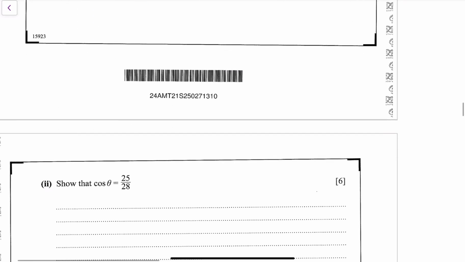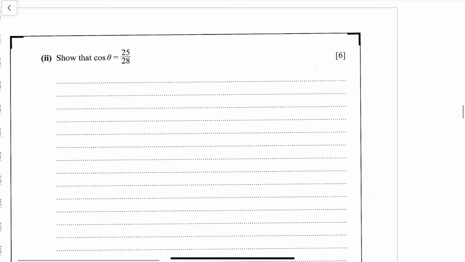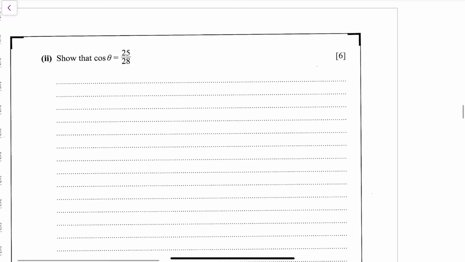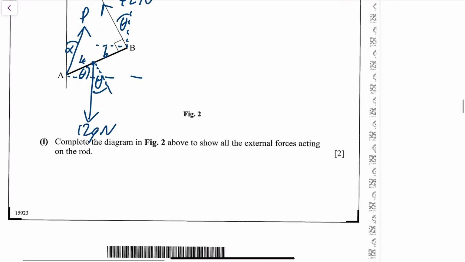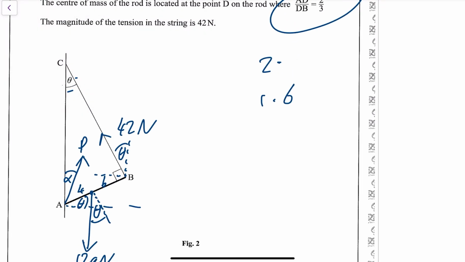Nope, not yet. Okay, right. It says show that cos theta is equal to 25 over 28. I'm going to do this over here where we've got my diagram. So this is part 2. Basically, we've got to find out what cos theta is.